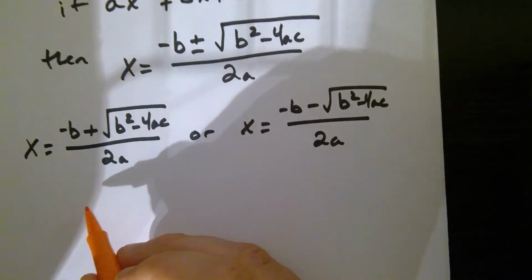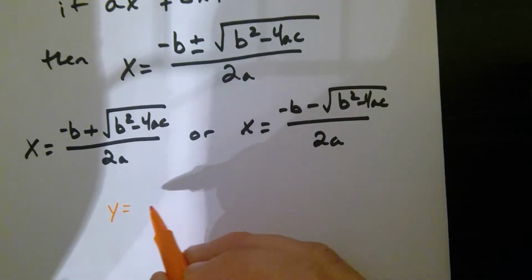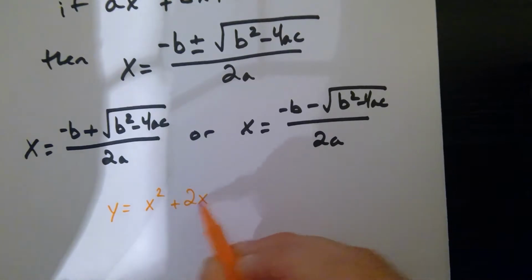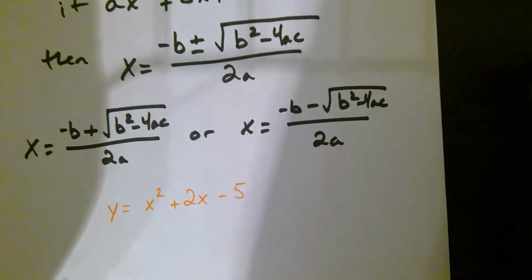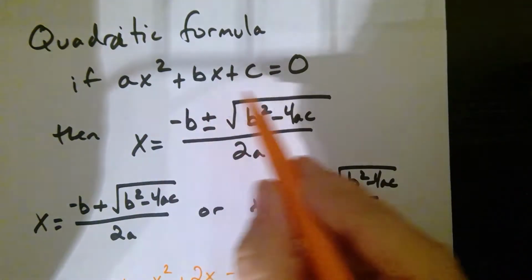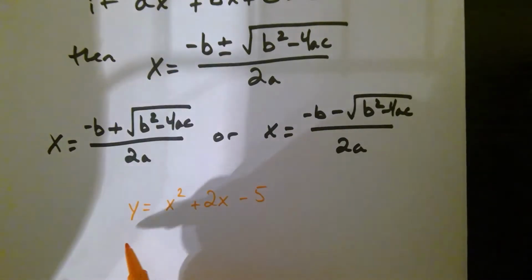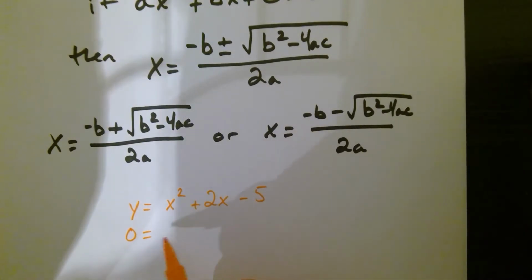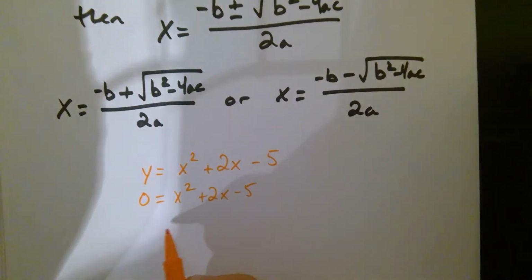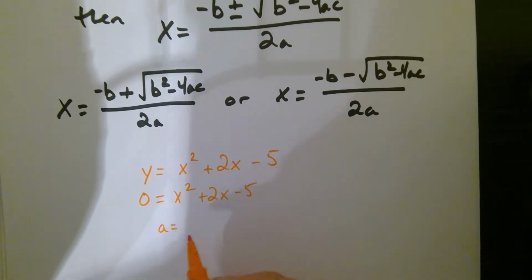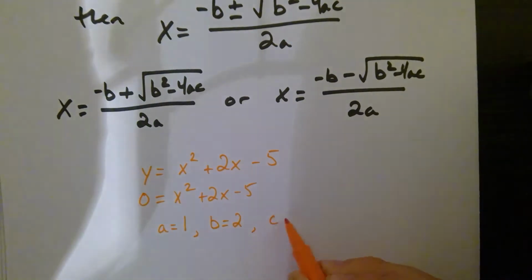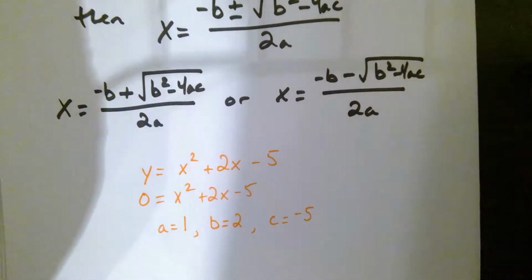All right, so let's start with a simple one. So we'll say that y equals x squared plus 2x minus 5. Okay, so we have to identify a, b, and c. Okay, ax squared plus bx plus c. So first off, we know that y has to equal 0. Then we have a equals, that one's a bit tricky, 1. b equals 2. c equals negative 5.